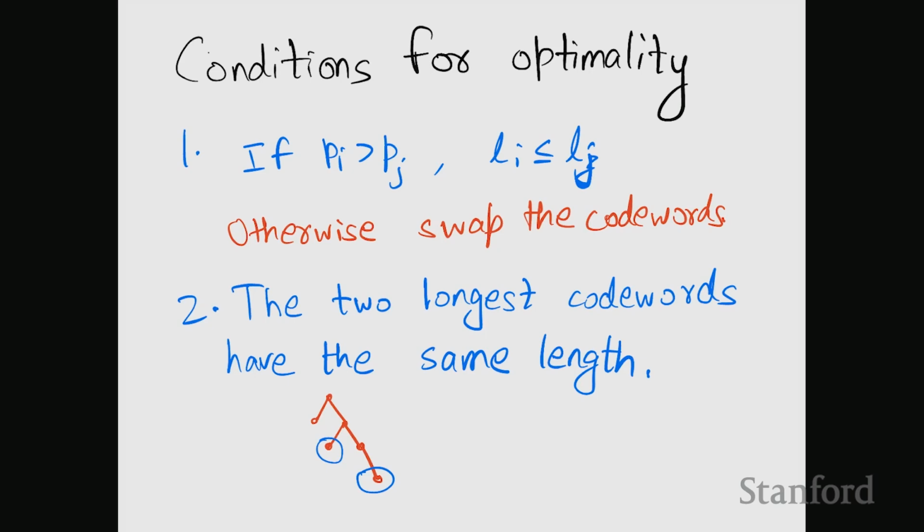They do not have the same length, right? One of them is length 2, one of them has length 3. And that means this cannot be an optimal code. Why is that? Can anybody explain?